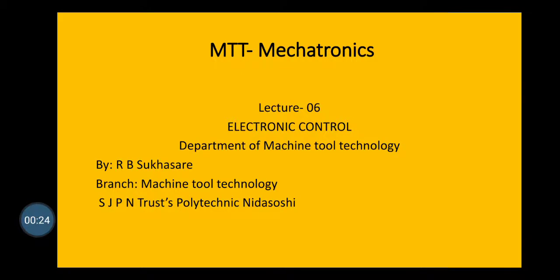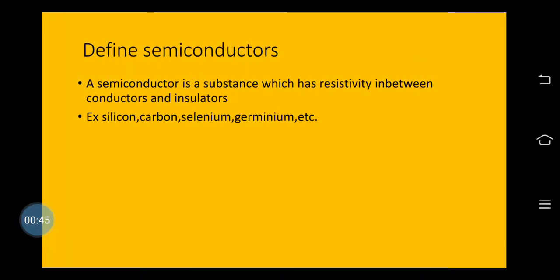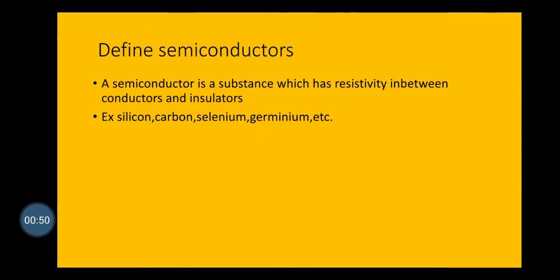Here, the first question: define semiconductor. What is meant by semiconductor? A semiconductor is a substance which has resistivity in between conductors and insulators. Example: silicon, carbon, selenium, germanium, etc.